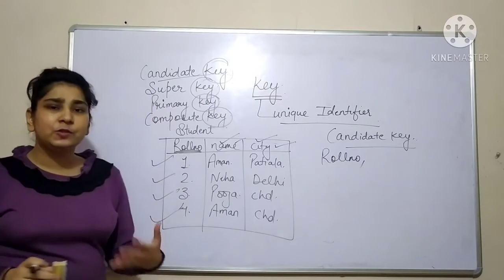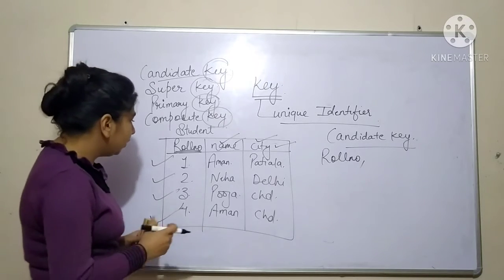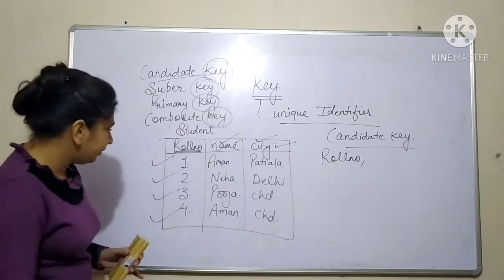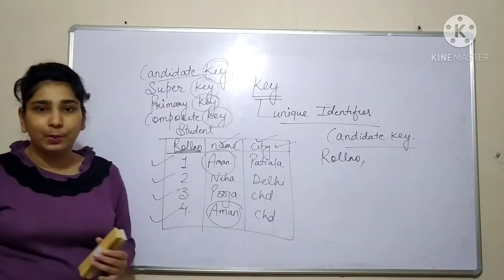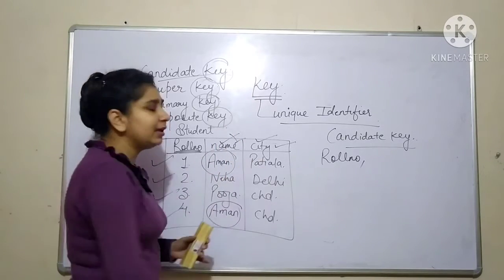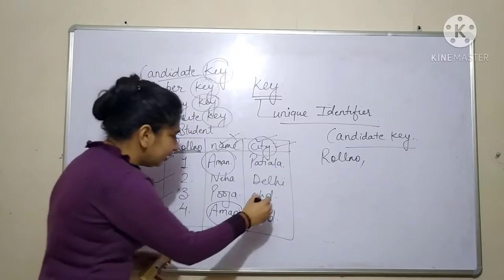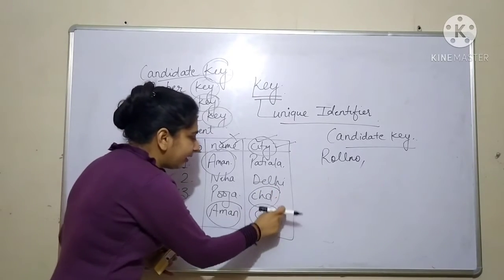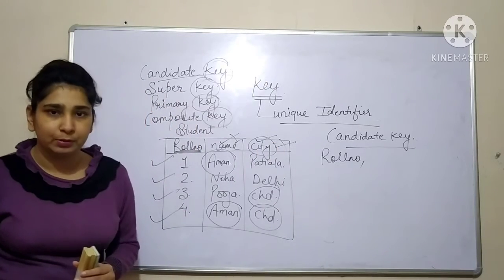Okay. And let's try to determine more keys if it is possible to make. So roll number is the first key. Can we make name as the key attribute? If you look at it, it is not possible because we have two Amans. Okay, so we cannot make name as the key attribute. Let's see if we can make city as the key. No, it is not possible. Here is Chandigarh and here is Chandigarh. Okay, so there is duplicate data in the column. We cannot use city as a key attribute.